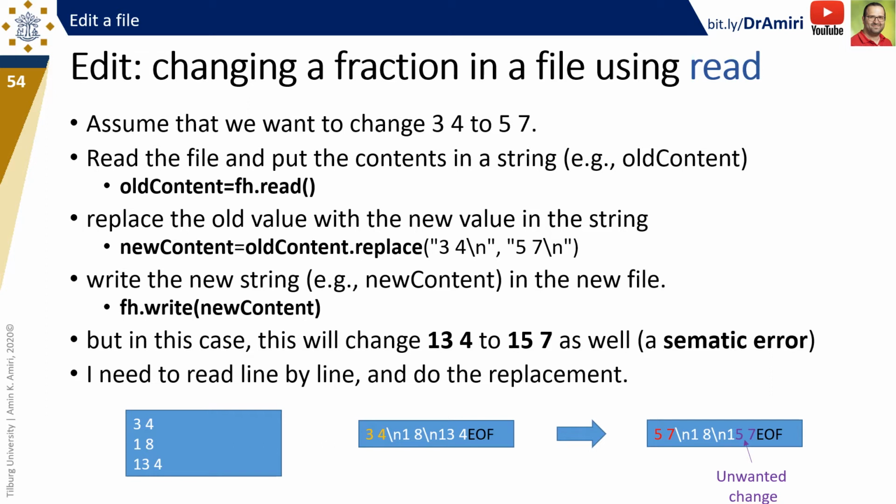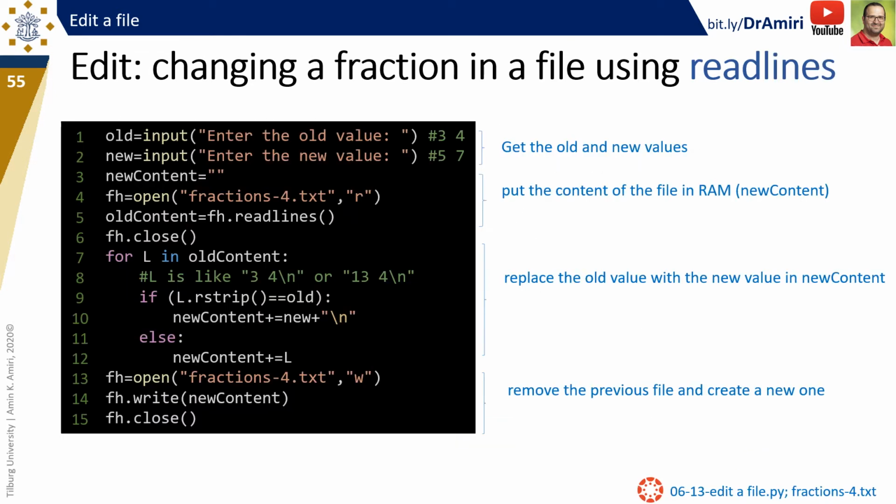So whenever you see that, you can easily use read and replace to resolve the issue, then you can go for it. But if you find semantic errors, if there is no other way, then you need to use readlines. So first we get the old and new values from the user, and we place them in 2 variables called old and new respectively. Afterward, in lines 3 to 5, we read the content of the file and we put it in RAM in the variable called old content, and then we try to read this old content line by line.